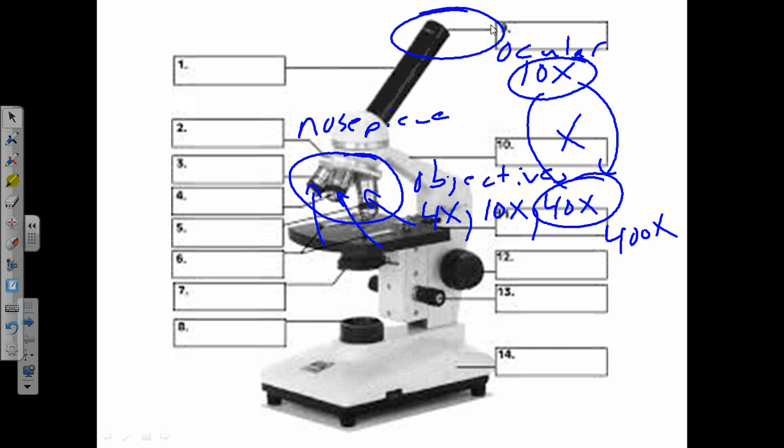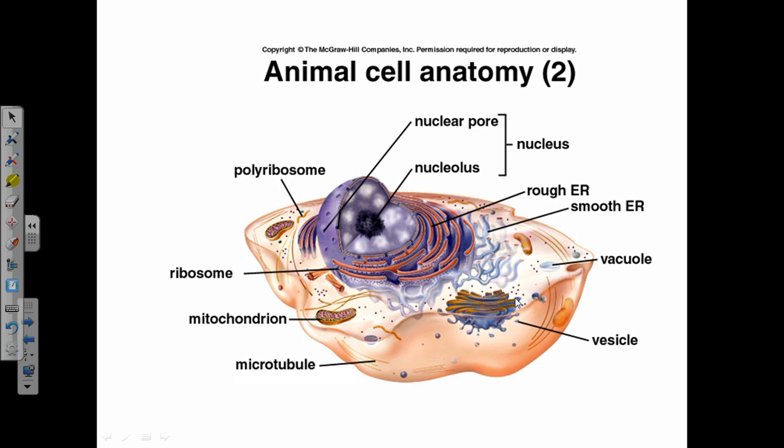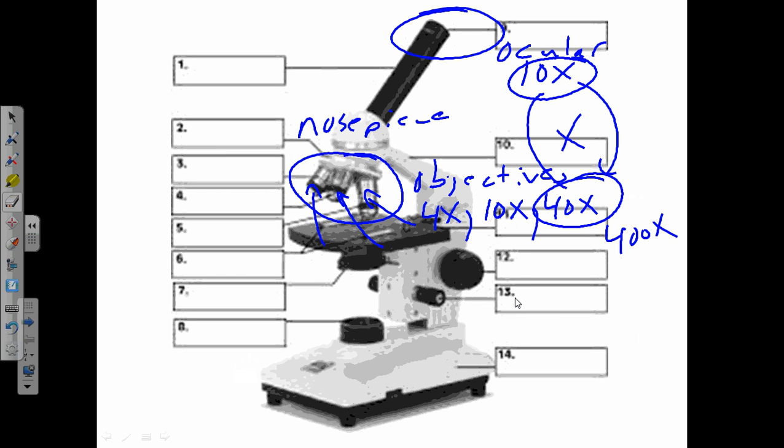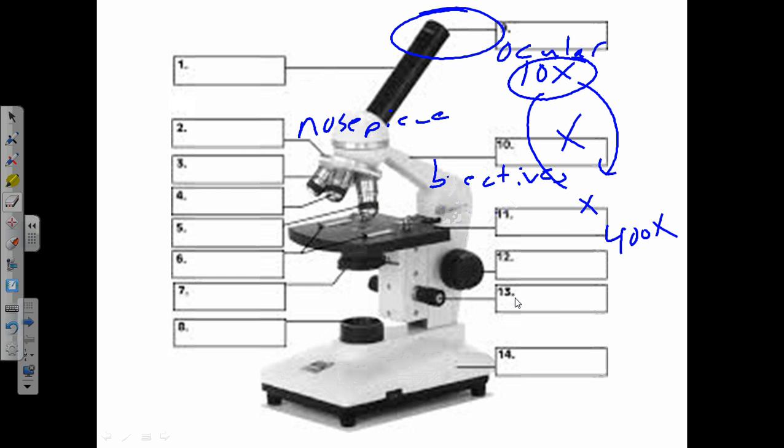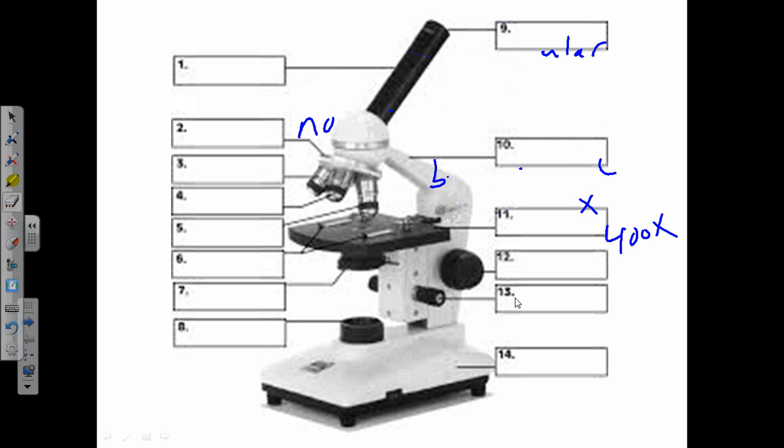A couple of other things that we need to be familiar with. Underneath the stage, and by the way, it's a black flat object, that's the stage. There are clips on there to hold your slide on. Those are called stage clips. But just underneath the stage is a little lever that controls an opening. That lever and the opening are called the diaphragm, and they control how much light makes it up through the stage.